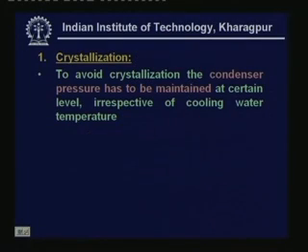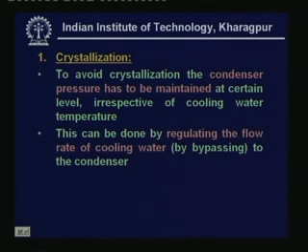So in practical systems, even though your condenser pressure, depending upon the availability of cooling water, is low, you have to maintain the condenser pressure artificially high so that crystallization is avoided. That is what is mentioned here. To avoid crystallization, the condenser pressure has to be maintained at a certain level irrespective of cooling water temperatures. This can be done by regulating the flow rate of cooling water, that means by bypassing flow to the condenser.